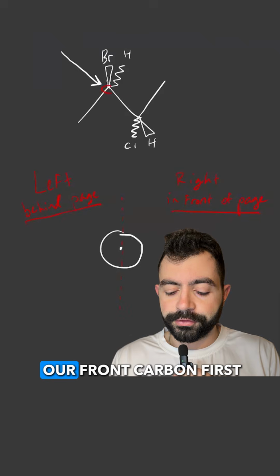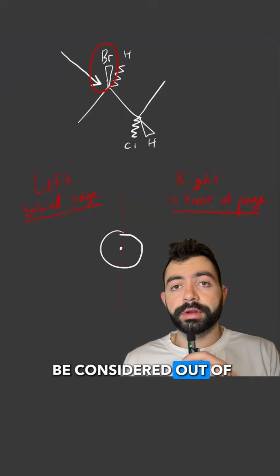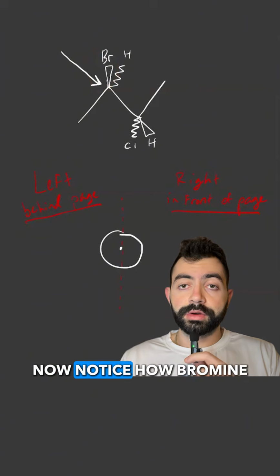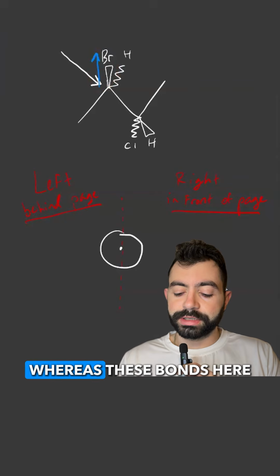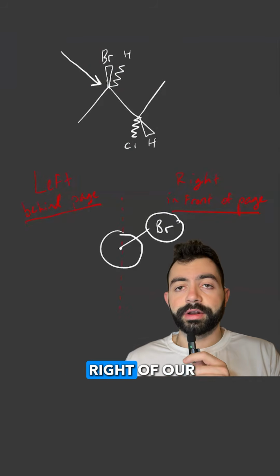So let's focus on our front carbon first. We see that bromine here is on a wedge, so it's going to be considered out of the page. Therefore, it's going to be on the right of our Newman skeleton. Now notice how bromine is drawn up, whereas these bonds here are considered drawn down. Therefore, bromine is going to be drawn on the top right of our Newman projection.